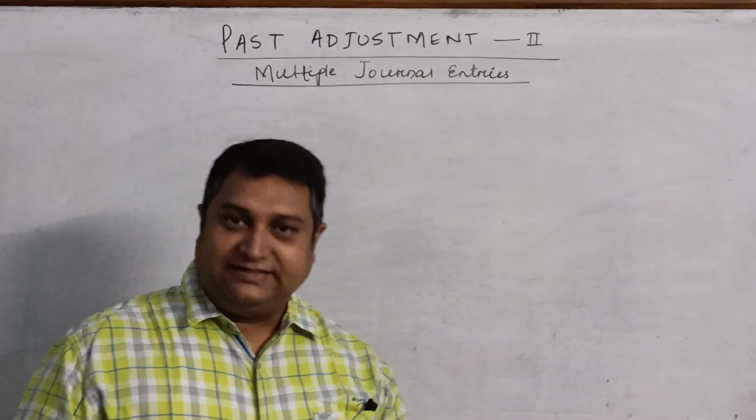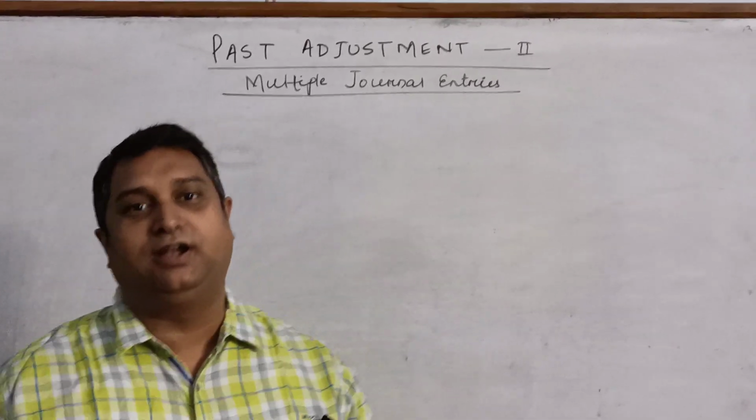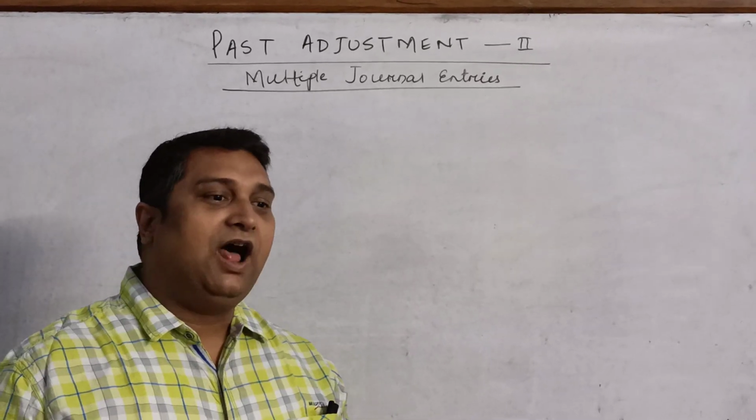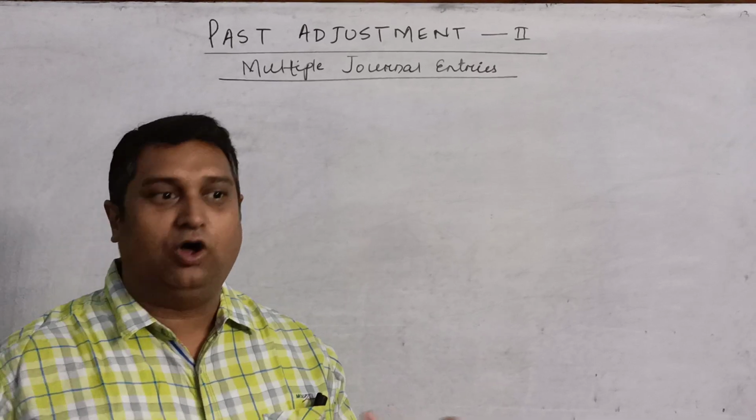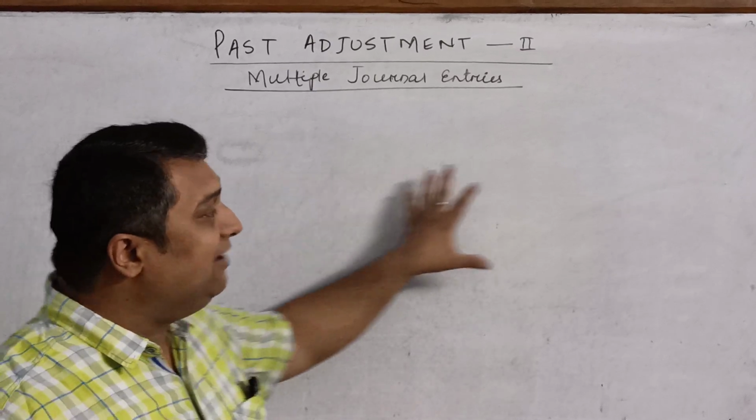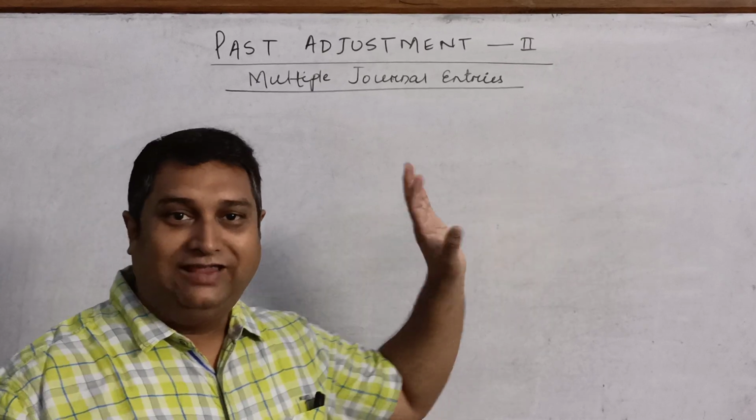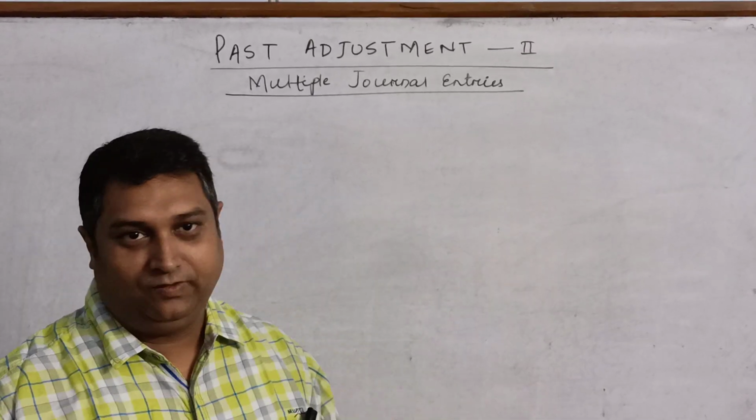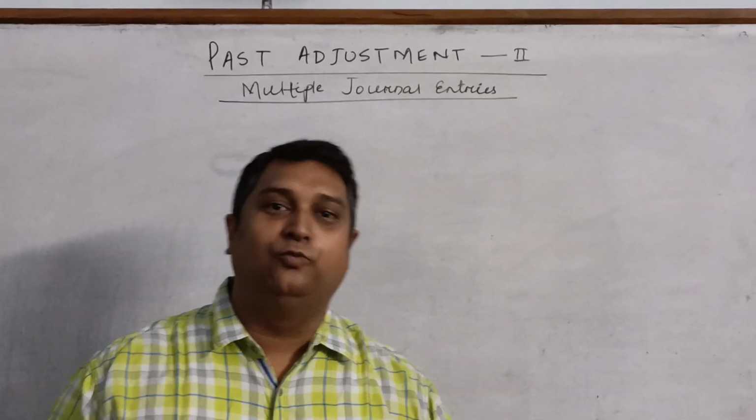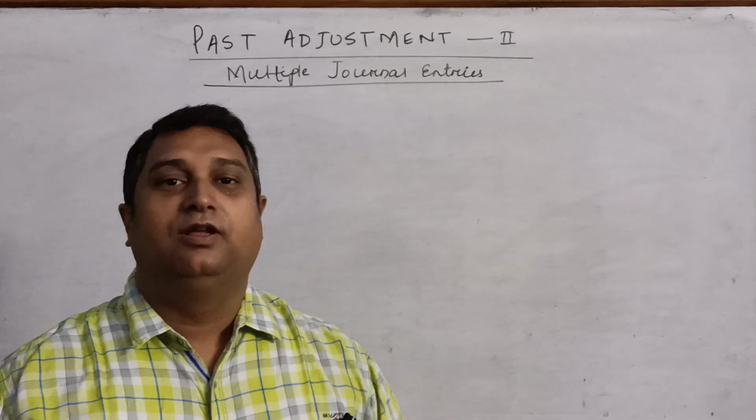But in ISC Council, there is one more concept where we have to pass individual journal entries for all the types of errors. When we are asked to pass multiple journal entries or individual entries for all the errors, the format which we made as the working notes for a single journal entry will not be prepared. It will be a simple journal entry, and with the help of that you may be asked to prepare the adjusted capital account of the partners.